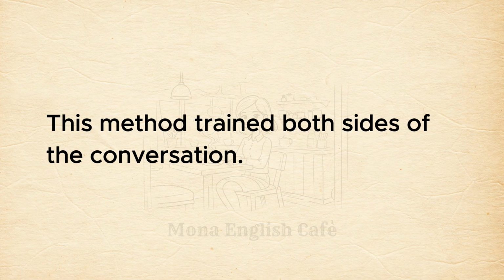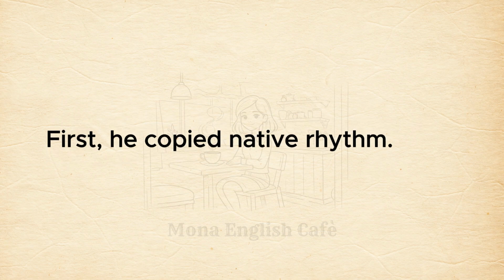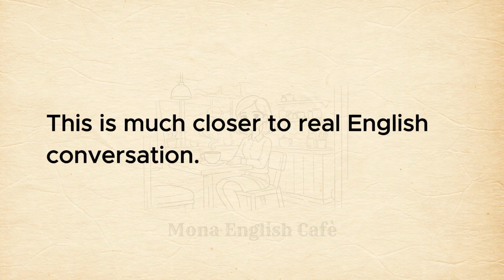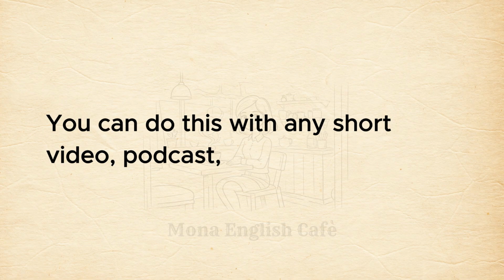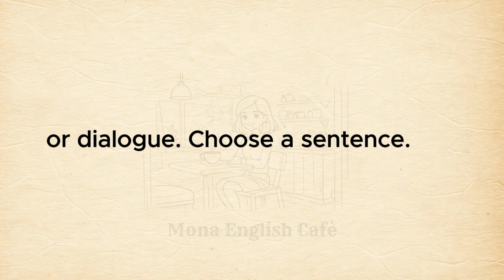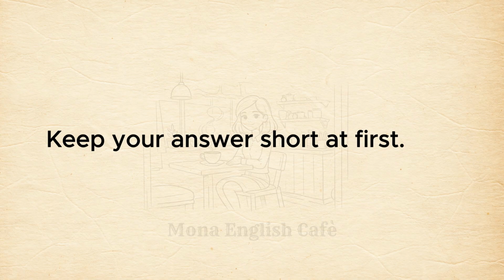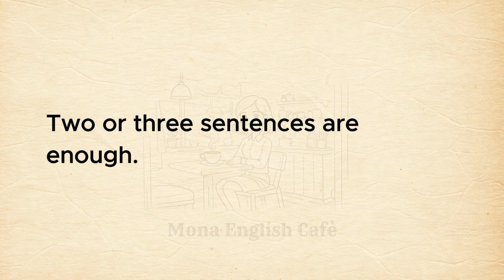This method trained both sides of the conversation. First, he copied native rhythm. Then he created his own reply. This is much closer to real English conversation. You can do this with any short video, podcast, or dialogue. Choose a sentence. Repeat it, then answer it. Keep your answer short at first. 2 or 3 sentences are enough.